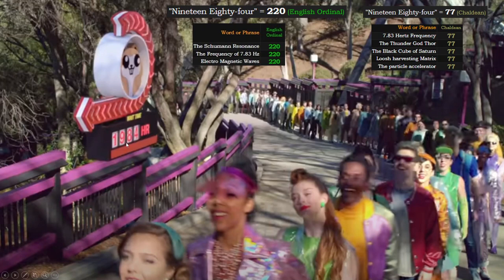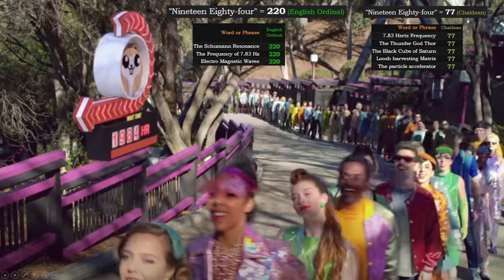1984 hours to wait. 1984 is this book from George Orwell, in which a society under deep mind control is described. 1984 is 220 in English ordinal, matching the Schumann resonance. So this is a confirmation that the Schumann resonance has something to do with the reincarnation. We also have the frequency of 7.83 Hz, that is the Schumann resonance, and electromagnetic waves.